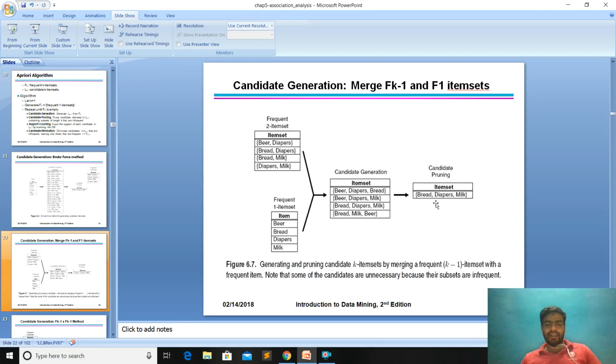So generating and pruning candidate k item sets by merging frequent k minus 1 item sets with frequent item sets. Note that some of the candidates are unnecessary because their subsets are infrequent. So why have we eliminated so many combinations? Why are beer, diaper, bread and beer, diaper, milk eliminated? Only bread, milk, and diaper is considered because the support count is more than 3. Then only we take it as a frequent item set and use it for association analysis, but the rest of the things are not considered.